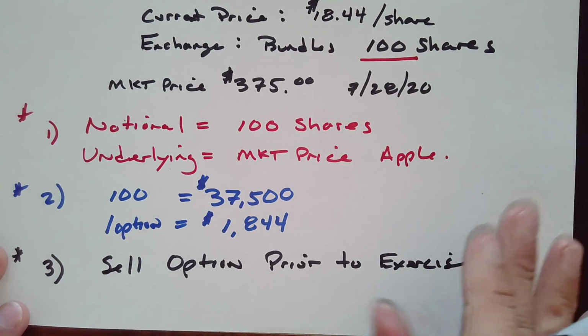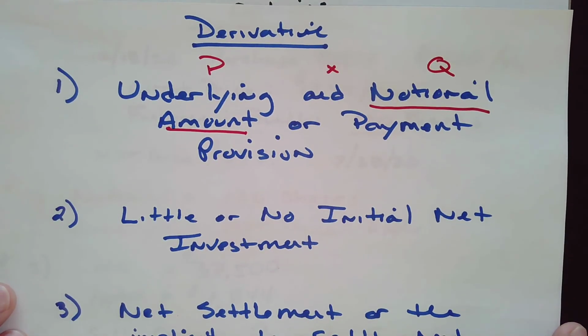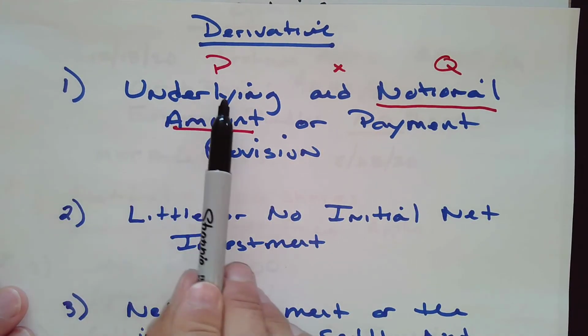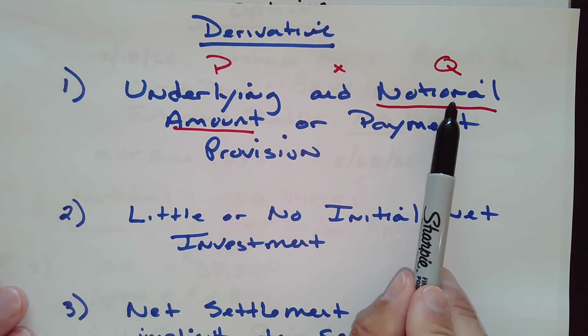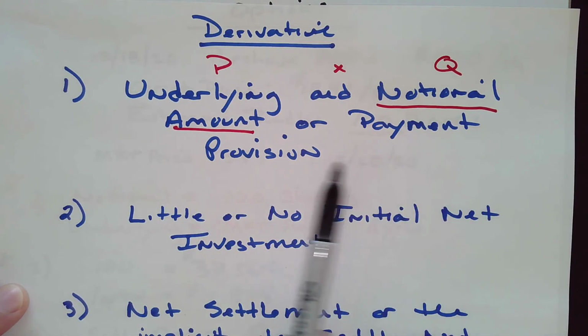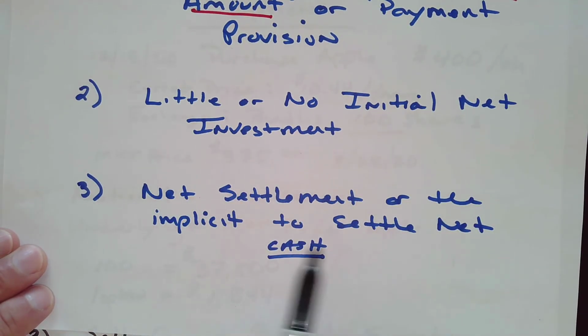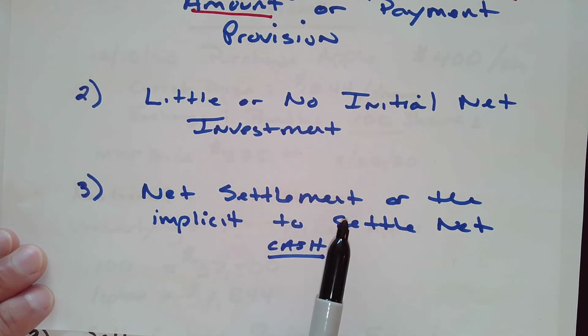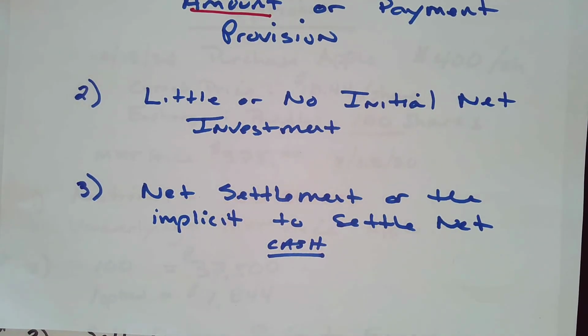So this is just a quick example of how this Apple call option satisfies the criteria. It has an underlying, that's the price of Apple shares, and it has a notional amount, 100 shares. I'm spending very little money to get $37,500 worth of Apple stock. And because it's an exchange traded option, I can just hand in the option or exercise the option, not actually take possession of the shares, and just get a net cash settlement. So in this particular case, this exchange traded Apple option is a derivative for accounting purposes.